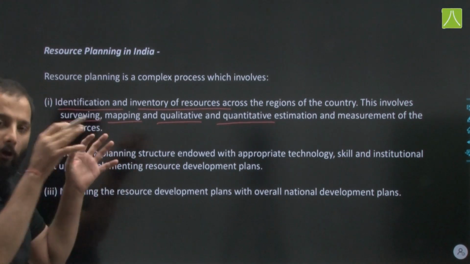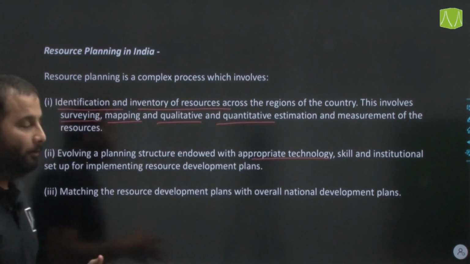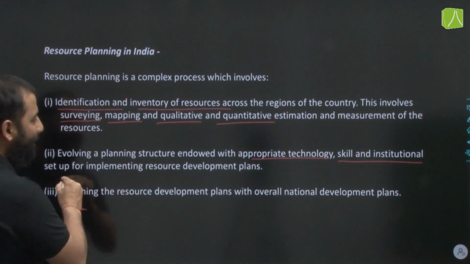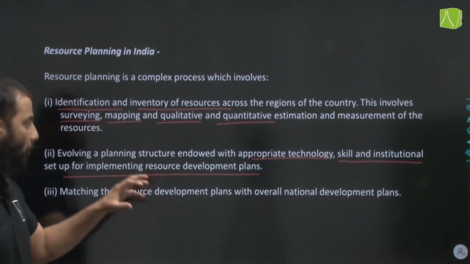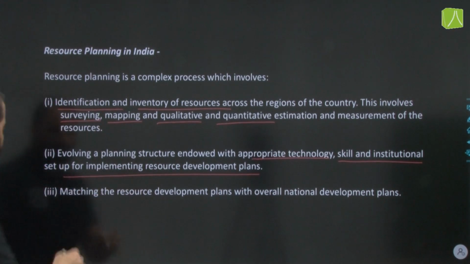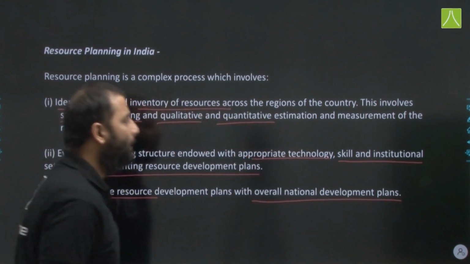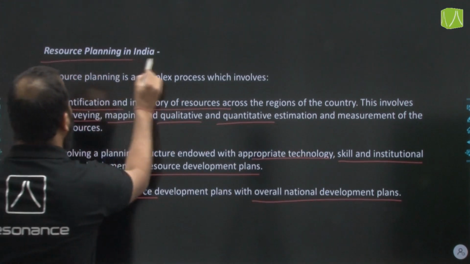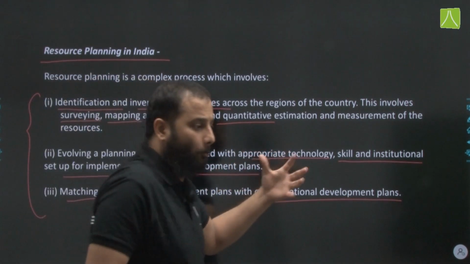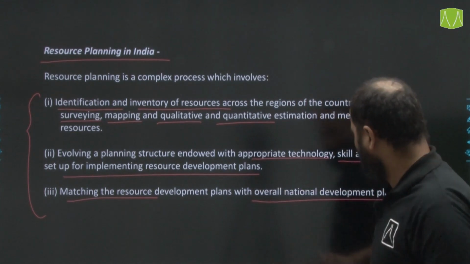Then evolving a planning structure endowed with the appropriate technology, skill and institutional setup for implementing resource development plans, and later on matching the resource development plans with the overall national developmental plans. So, this is what resource planning in India is based on, three aspects. Now, this can also be a question: how is resource planning done in India, or what do you know about resource planning in India?